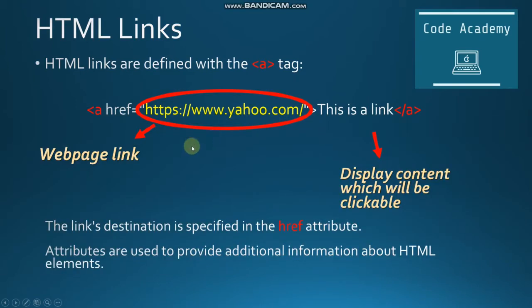So now you can see I have mentioned this part of the anchor web page link, on which link you wanted to go directly with just one click, not writing the full path. You can just click this is a link, the content, and you will go directly to this website. The link's destination is specified in the href attribute. Attributes are used to provide additional information about HTML tags.